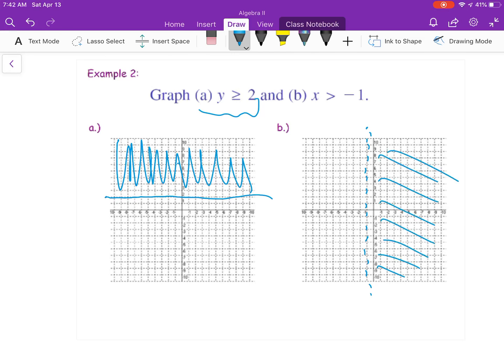The purpose for the shading is that the shading represents all the ordered pairs that work for the inequalities we're given. I can't list out all those solutions, so instead I put it on a sheet of graph paper.